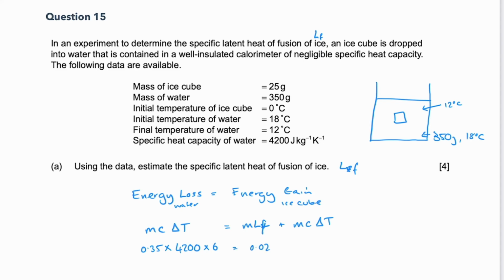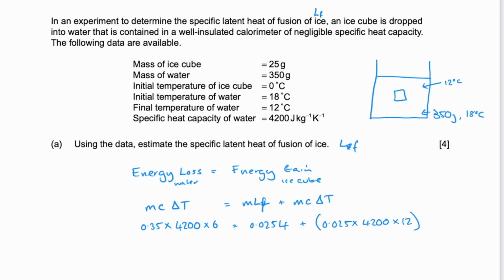So let's pop our numbers in. 0.025 times 4200 times 12. And when we pop all the numbers in and rearrange for L_F, what we get is L_F is equal to 3.02 times 10 to the 5 joules per kilogram.